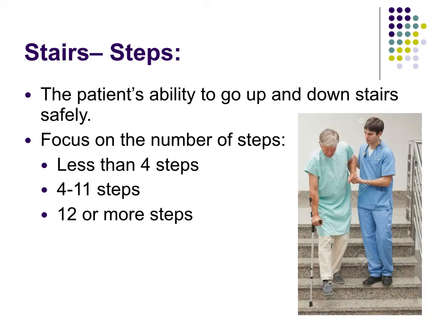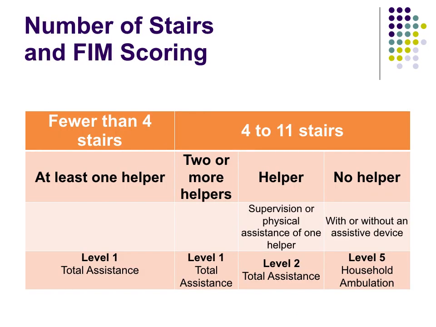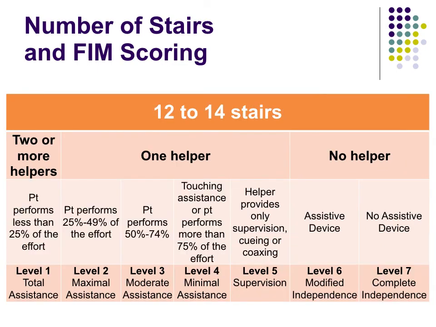On this next slide, it's a very similar chart to the one you just saw with locomotion of walk and wheelchair. So fewer than 4 stairs with at least one helper, the patient's going to be a total assist. Then if the patient's able to do 4 to 11 stairs, they can be anywhere from a level 1 to a level 5. And then if the patient is able to go 12 to 14 stairs, which would be a full flight, then they can be anywhere from a level 1 to a level 7.